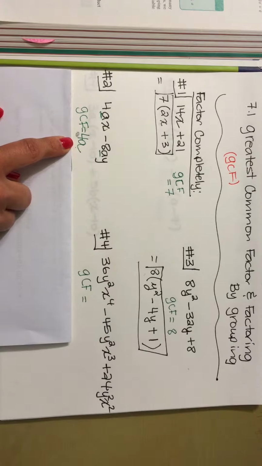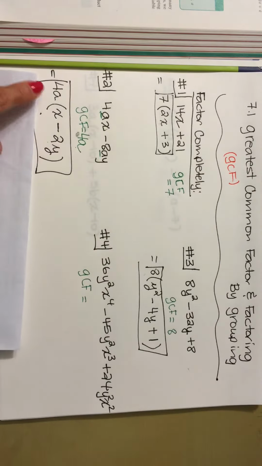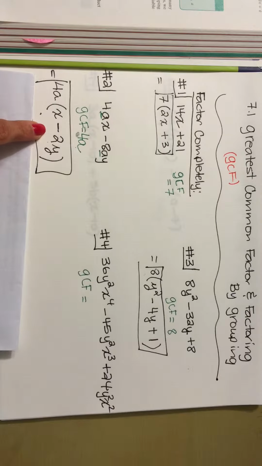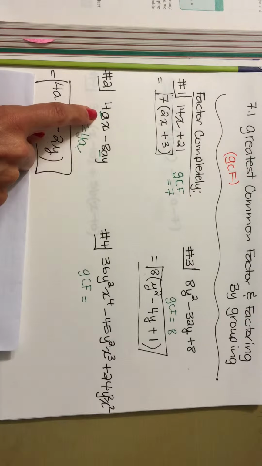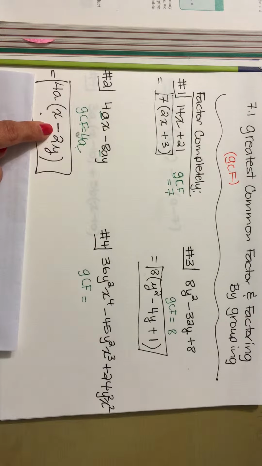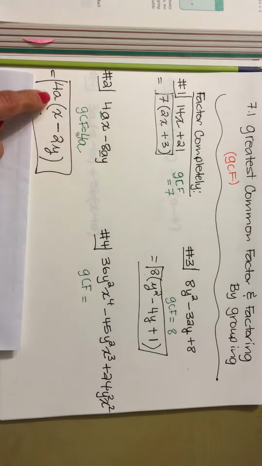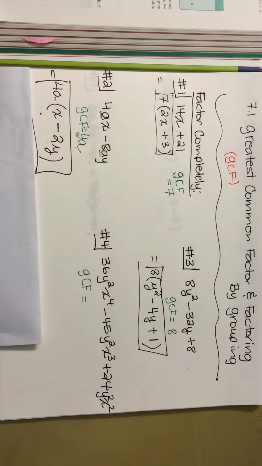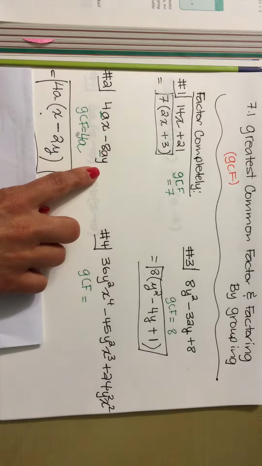So the GCF is 4a. You write that on the outside, parentheses, and then once we factor out 4a, what's left? x minus 2y. So remember, the a gets factored out, so then you're just left with x minus 2y. Use the distributive property and check your answer, and we get back to the original.